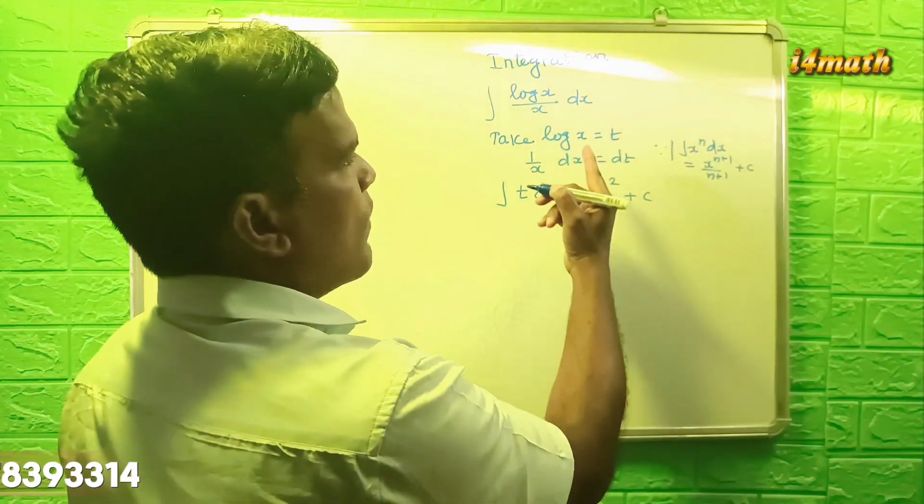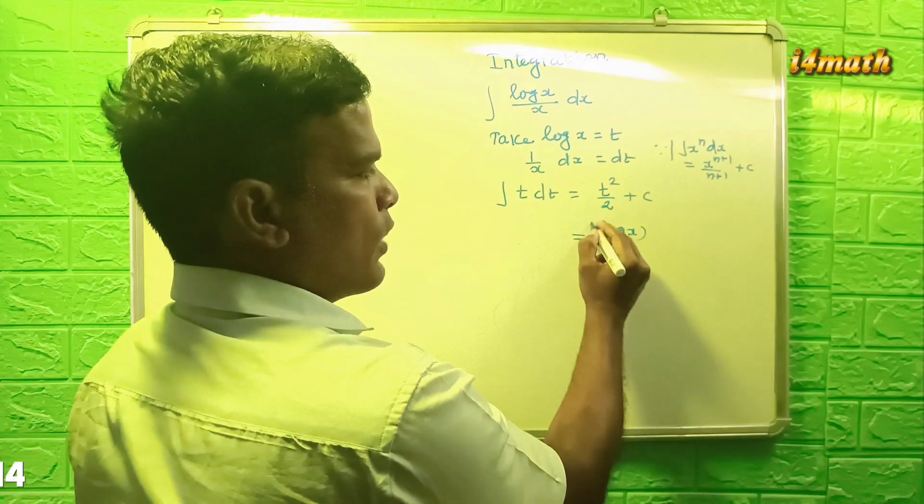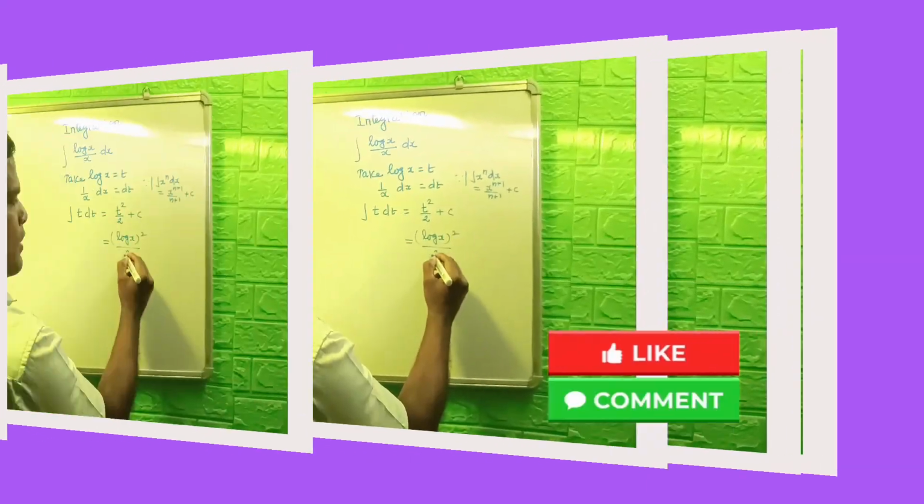Now let us replace the value of t, that is log x. Log x the whole square divided by 2 plus c.